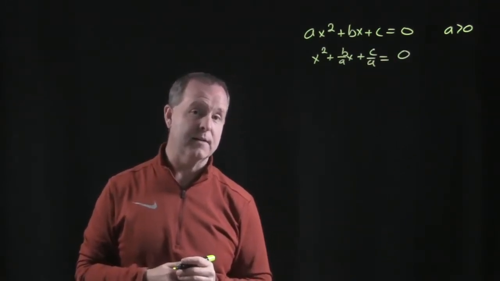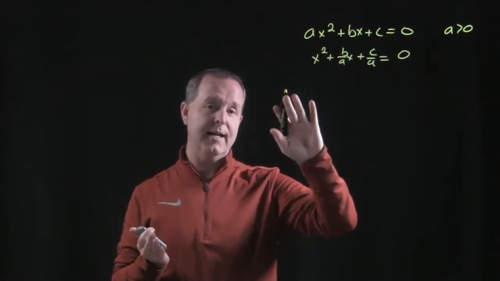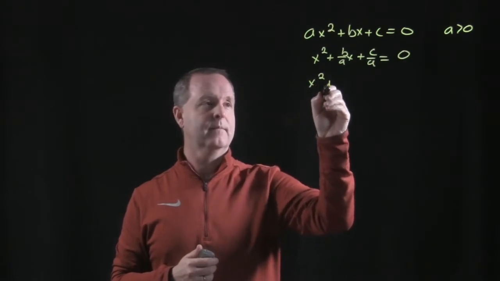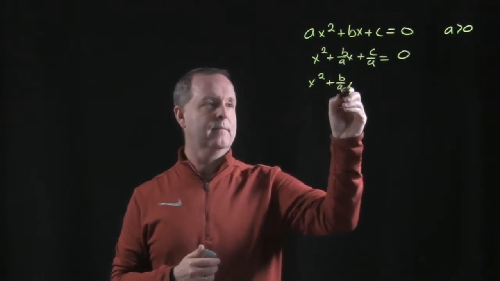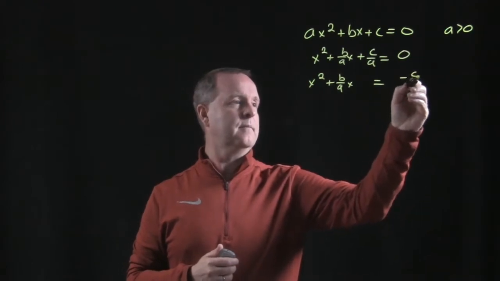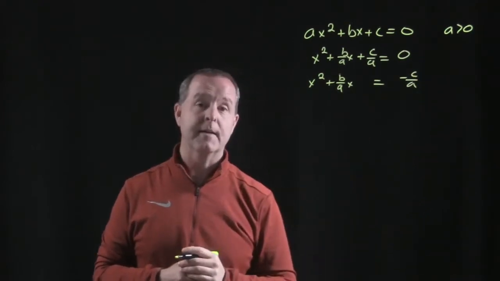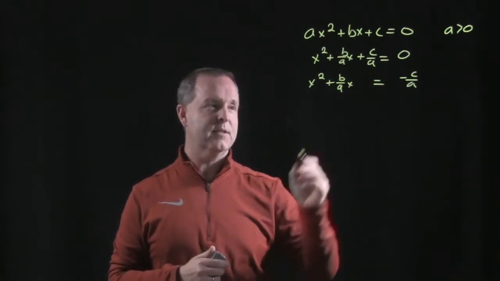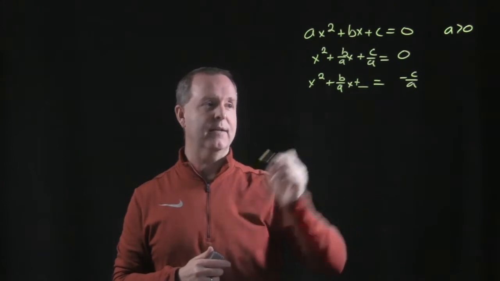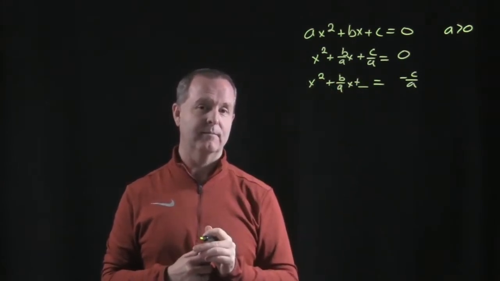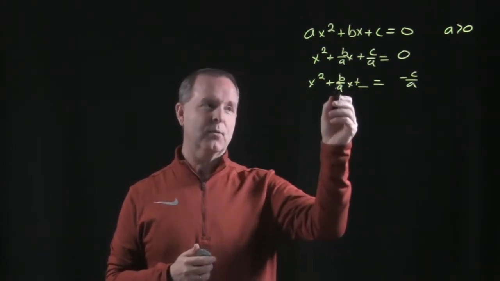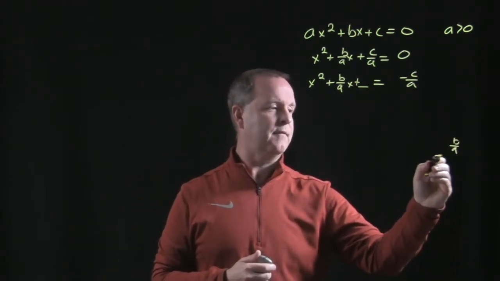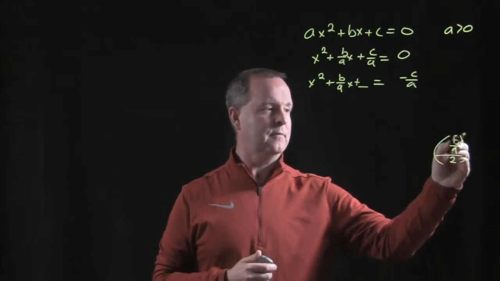To solve this by completing the square, we want to have the x terms on one side, non-x terms on the other side. This opens up the opportunity to find out what that little corner piece is. So there's going to be some magic value right here that makes this a perfect square. How do we find that? We take the middle term, divide by 2, and then square that.